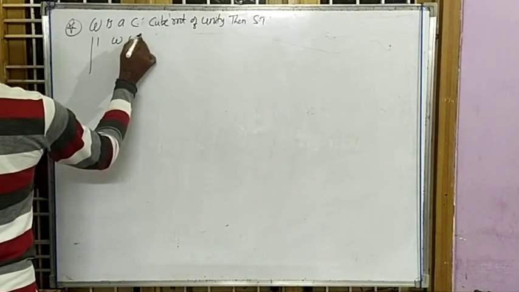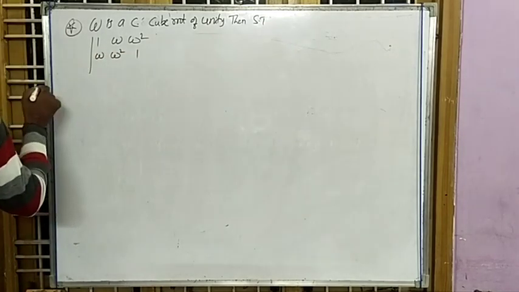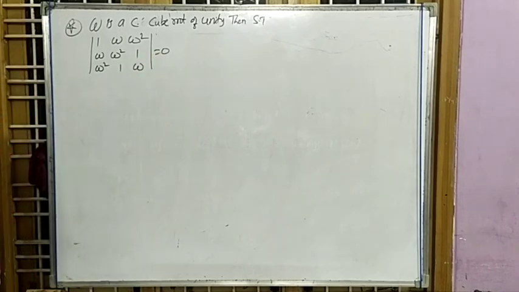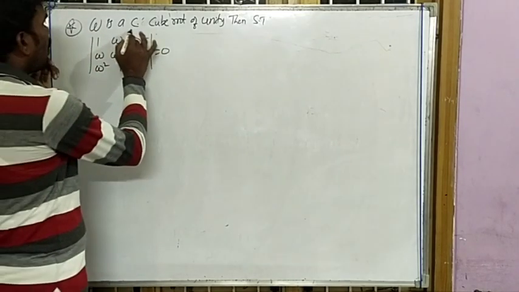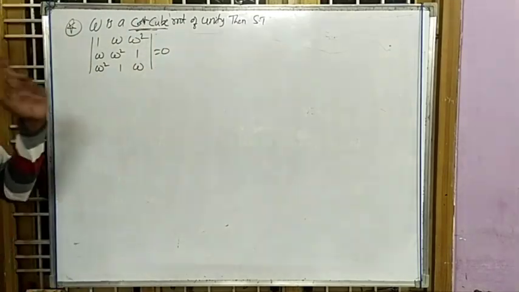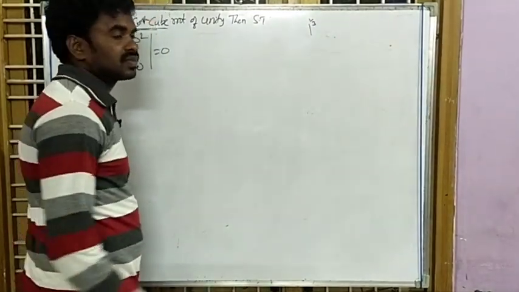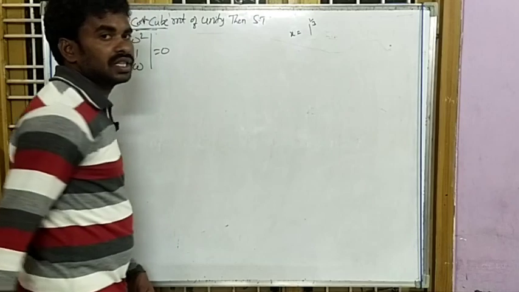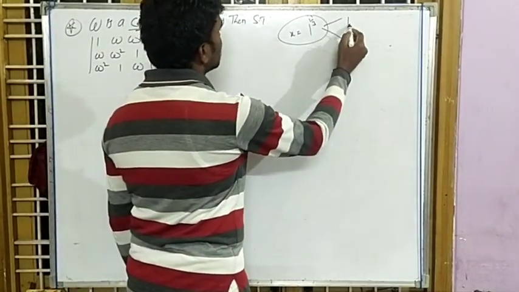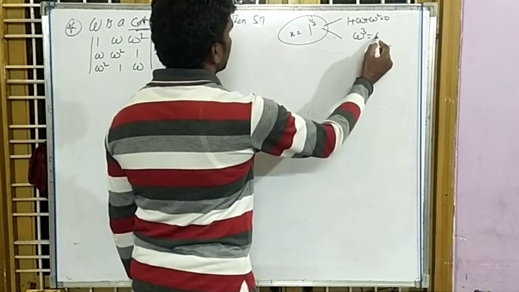1, omega square; omega square, 1; omega square, 1, omega is equal to 0. So here, what do you mean by complex cube root of unity? Cube root of unity means x is equal to 1 power 1 by 3. So for this condition we have 2 statements. One is 1 plus omega plus omega square equal 0, second one is omega cube equal 1.